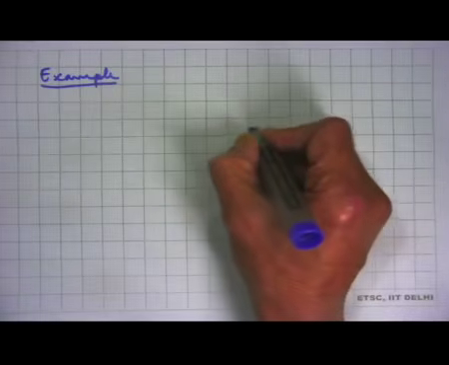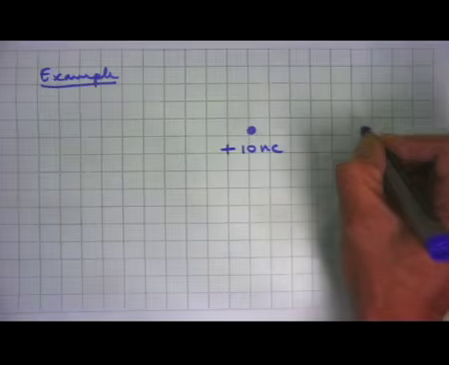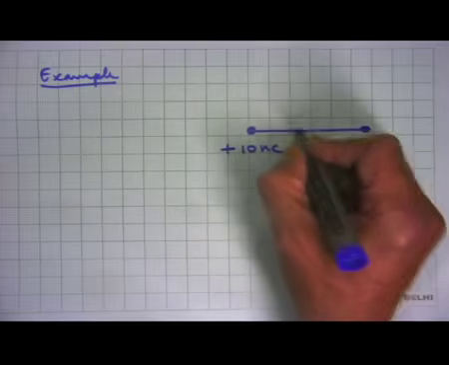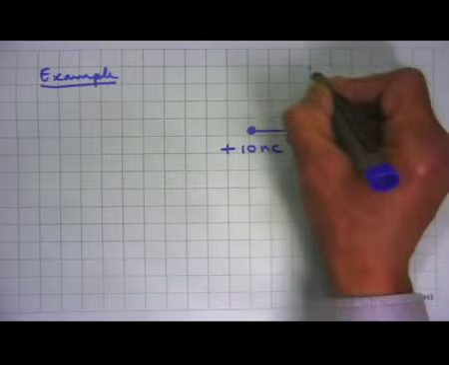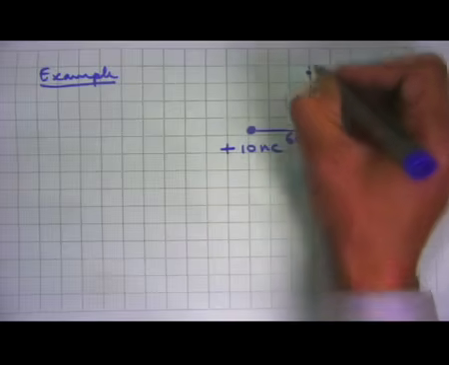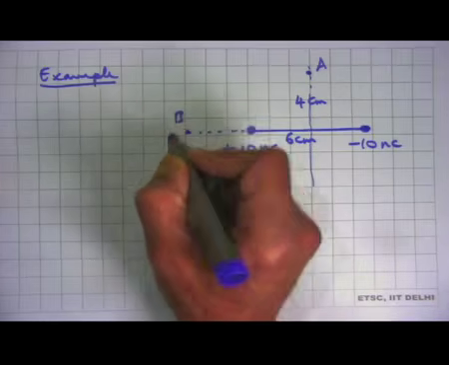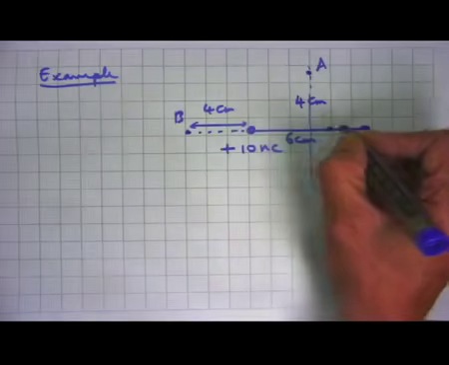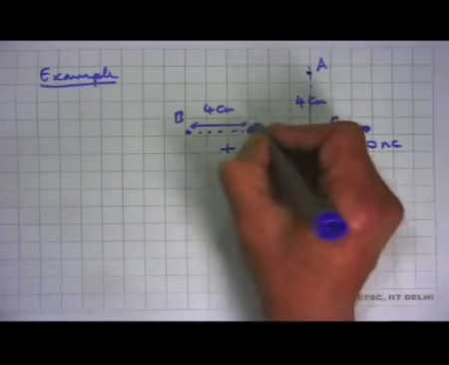So, I have plus 10 nanocoulomb, I have another charge here minus 10 nanocoulomb, separated by distance 6 centimeters. In the equatorial plane, I consider a point here, this is 4 centimeter, let me call this point A. I consider another point here B, this is at a distance of 4 centimeter from here, and a third point C, which is at a distance of 4 centimeter from here.